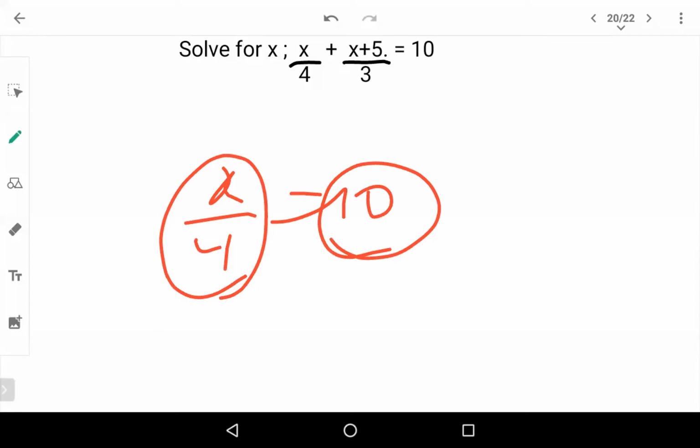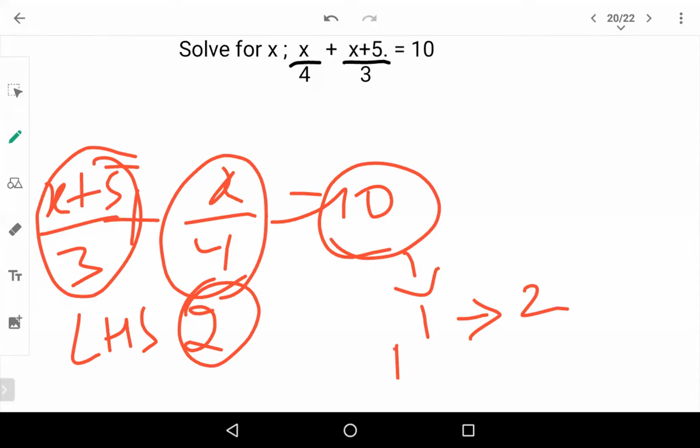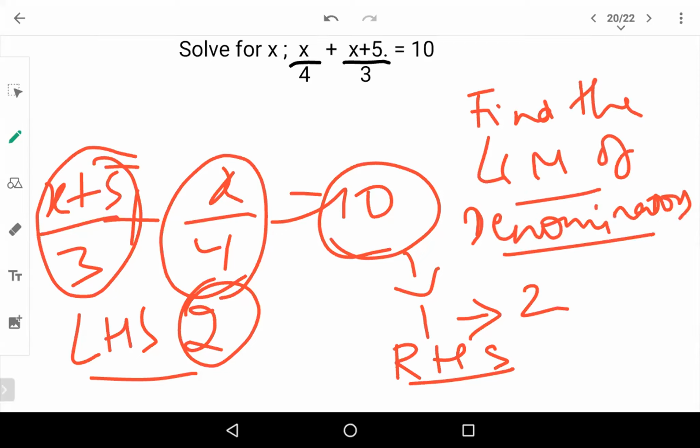But now we will have an extra expression on the LHS. So we will have two expressions on the LHS and one or two expressions on the RHS. So we are slowly increasing the difficulty level of the equation. Now, in such a case, what do we do? The first step is to find the LCM of the denominators.